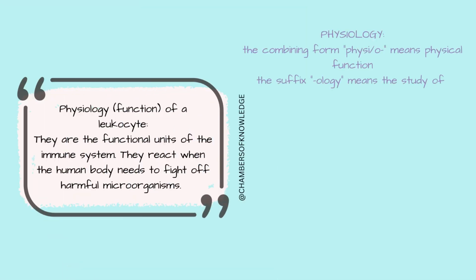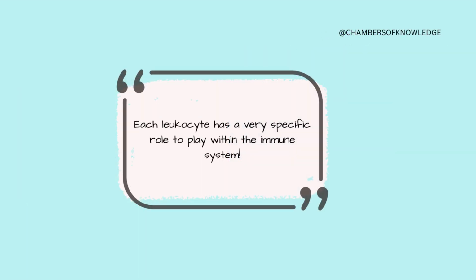So this video will be on the physiology or function of each of the white blood cells. As a whole, white blood cells are a functional unit of the immune system. They each react and work together to fight off harmful microorganisms or pathogens. Each leukocyte has a very specific role to play within the immune system.